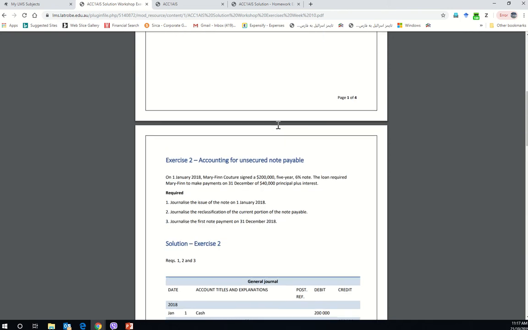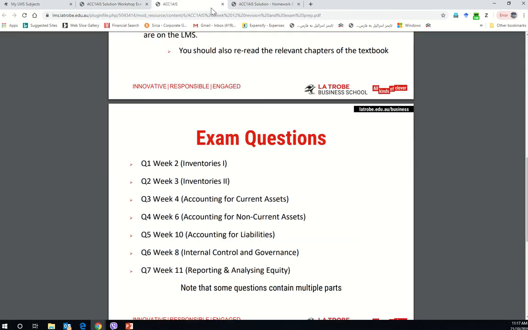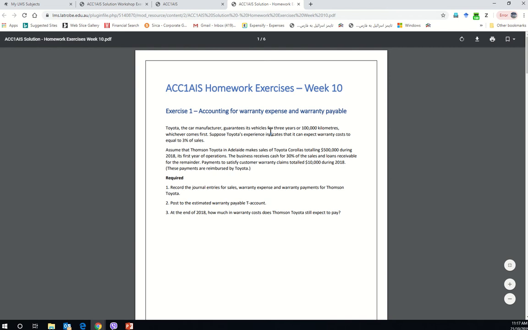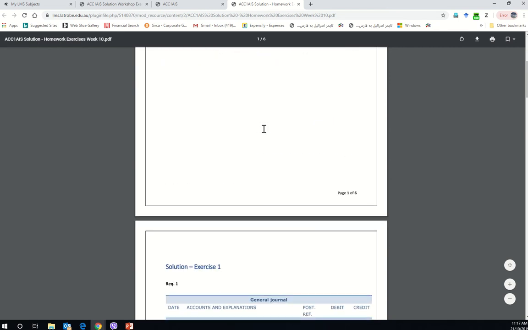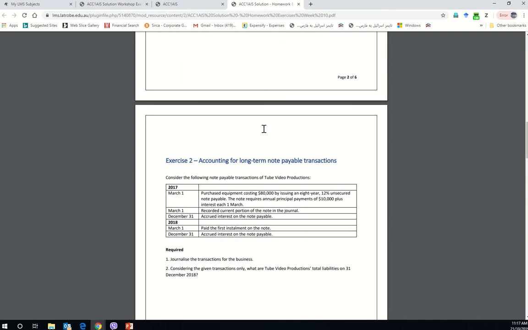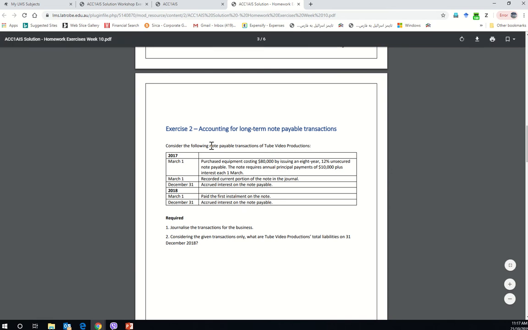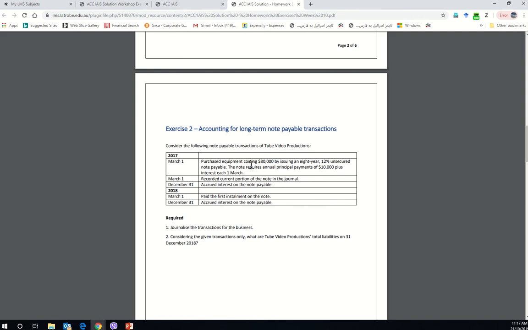So in terms of warranty, we covered that in the assignment. Make sure you understand the concepts behind warranty properly, right? This is the question that we had from warranty in our homeworks. Then in terms of unsecured note payable, as you can remember, we divided that between current liability and non-current liability, and then we calculated the interest on the current portion and non-current portion. So it is quite interesting and quite easy.